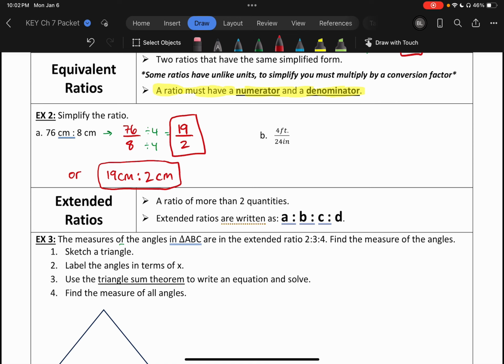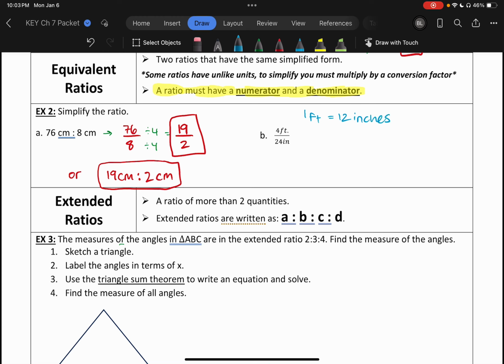And then we run into a problem like part B. You'll notice that our ratio here is 4 feet over 24 inches. What we're seeing is that these are different units, right? Because these are different units, I can't directly simplify. We need to make sure that we're working with the same units before we start simplifying our fraction. So let's talk about the feet and the inches. One thing that should be noted here is that 1 foot is equal to 12 inches.